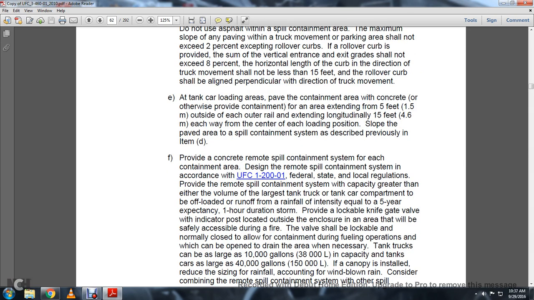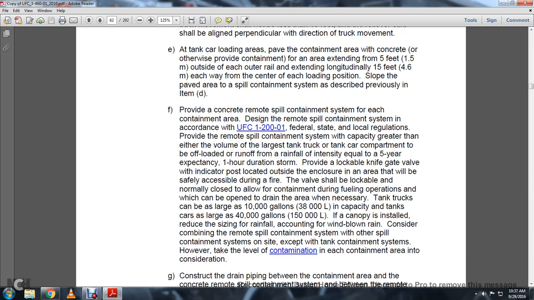Any tanker car loading area shall be provided with a containment area of concrete, or otherwise provide containment for the area extending 5 feet outside each of the outer rails and extending longitudinally 15 feet each way from the center of each loading position. Follow the slope of the paving of the spill containment system as described in the previous item.